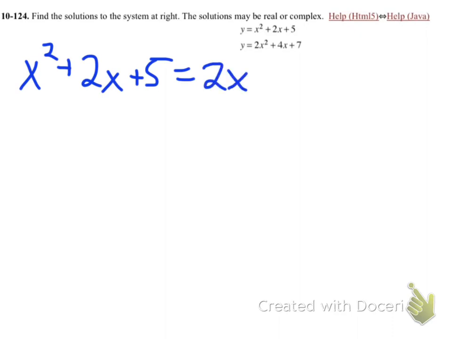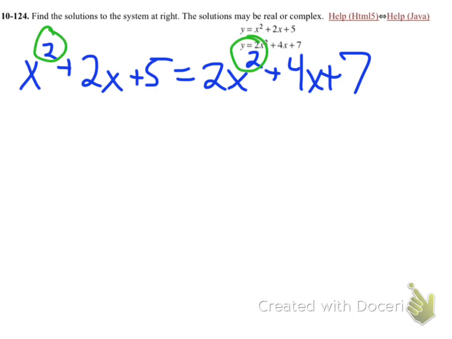Working on this problem, we have a system of equations. Since both of them are equal to y, I can set them equal to each other. So I'm going to get x squared plus 2x plus 5 equals 2x squared plus 4x plus 7. Since this is a quadratic that I'm solving, because my highest power is 2, I'm going to go through and solve it using one of my solutions for quadratics.